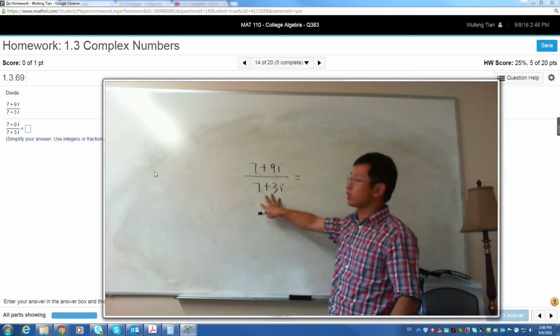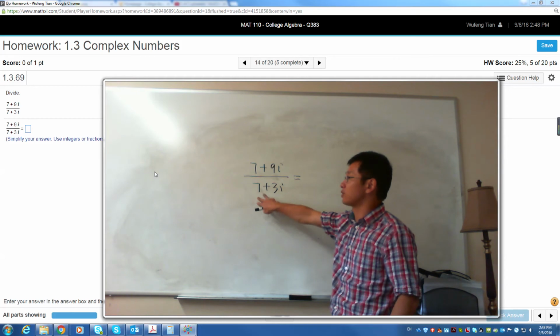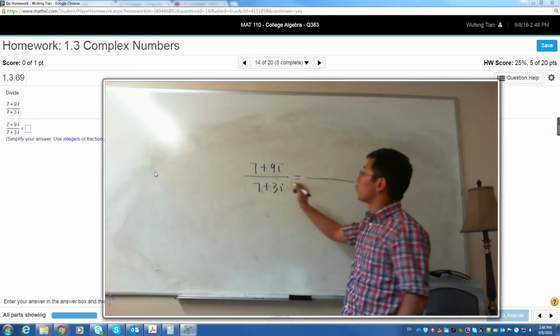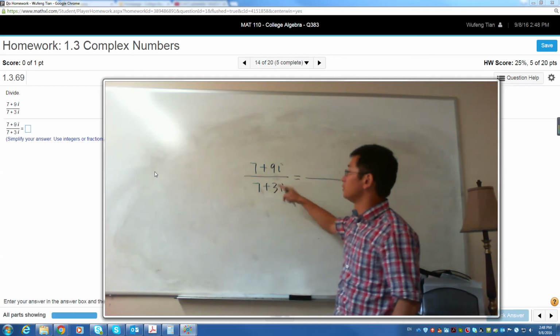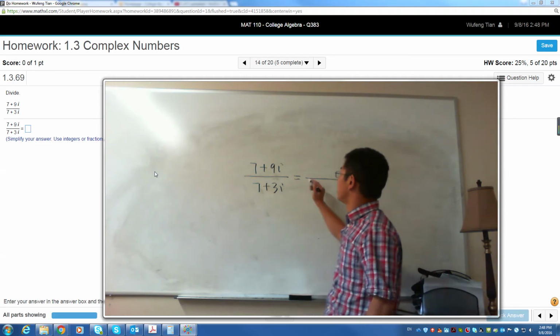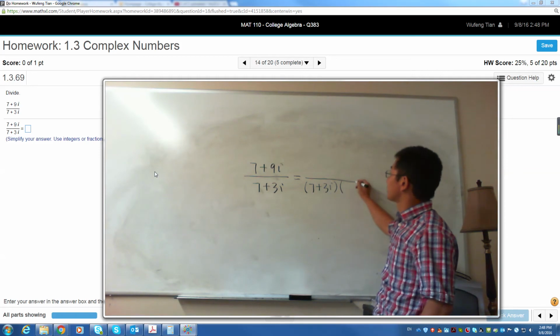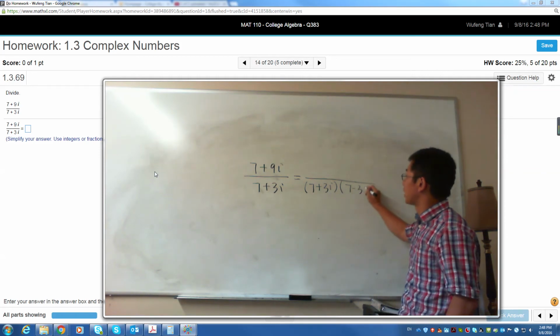The conjugate: if it's plus, you change it to minus. If it's a minus, you change it to plus. So what do we do? When you multiply the top and the bottom with the same factor. Okay, so for this one it's 7 plus 3i. You multiply by its conjugate, 7 minus 3i.